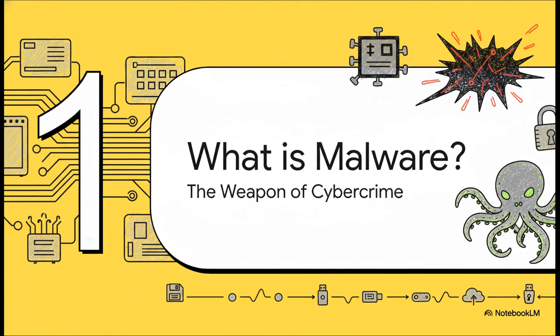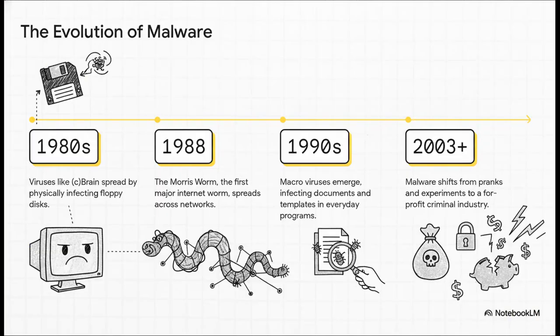Okay, so to figure out how to defend ourselves, we first have to know our enemy, right? We need to understand its arsenal. That means digging into what malware actually is, where it even came from, and how it's changed over the years. Malware's backstory is actually pretty fascinating. It all started back in the 80s with viruses like C-Brain. Honestly, they were more like digital pranks, passed around on floppy disks.